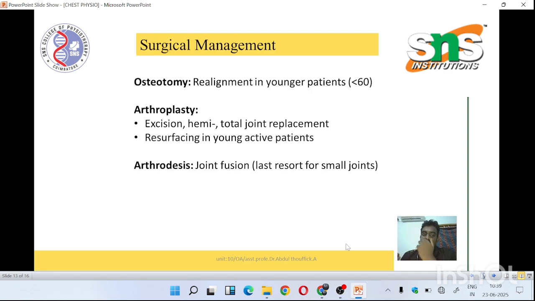What is surgical management? In severe or unresponsive cases, surgery may be considered. Osteotomy, realignment, especially in younger patients. Arthroplasty, partial or total joint replacement. Arthrodesis, joint fusion, usually a last resort.